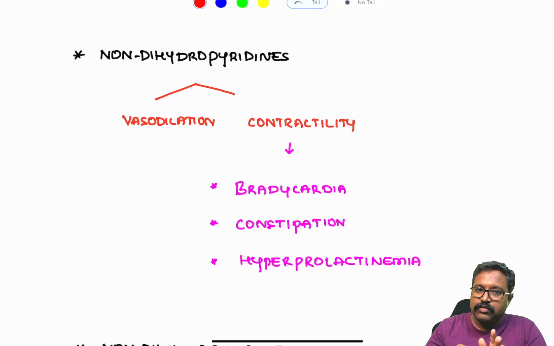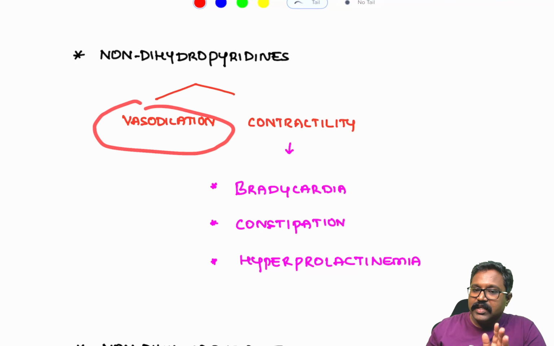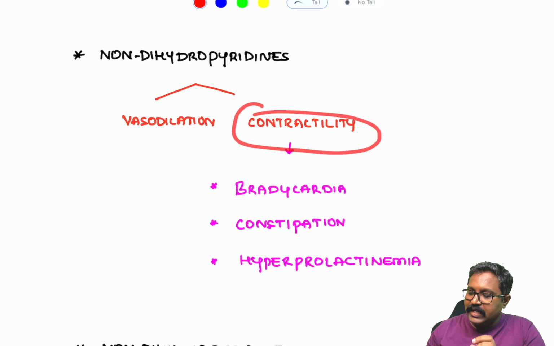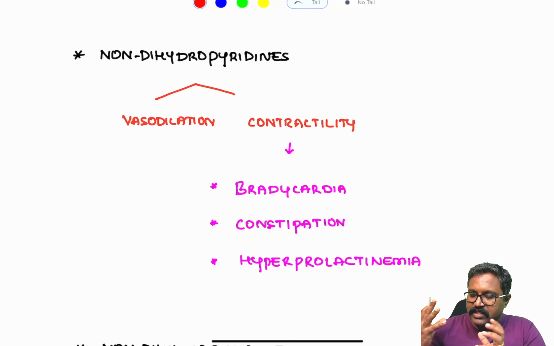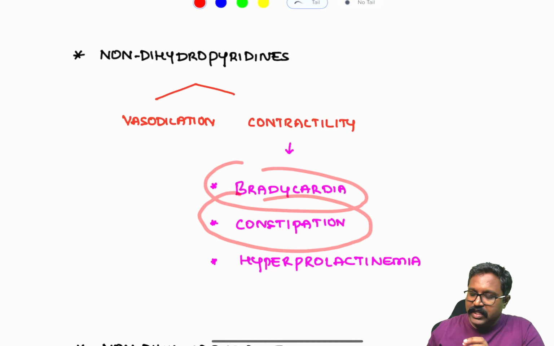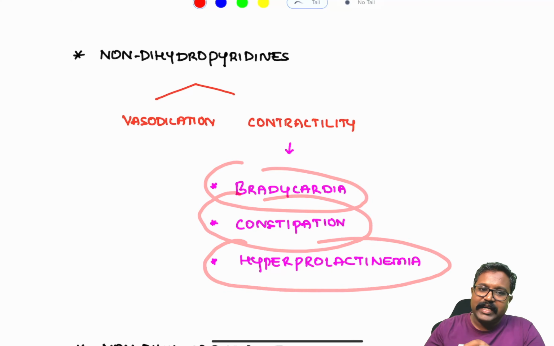Coming to the non-dihydropyridines, they have an effect on the vascular smooth muscles as well as the cardiac muscles. Due to vasodilation, they have side effects similar to the dihydropyridines, that is hypotension, headache, dizziness, etc. Whereas here, due to the effect on contractility, it reduces the contractile force, thereby causing bradycardia. It can cause constipation, and it can cause hyperprolactinemia.